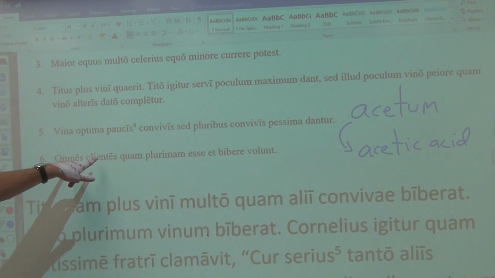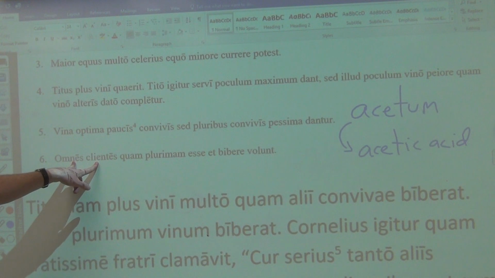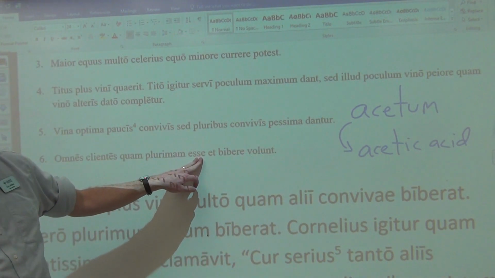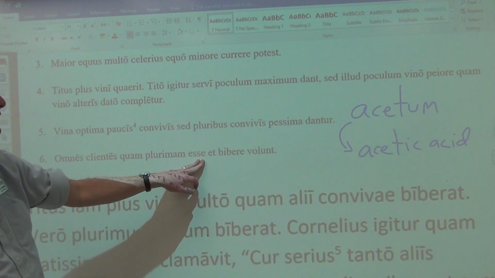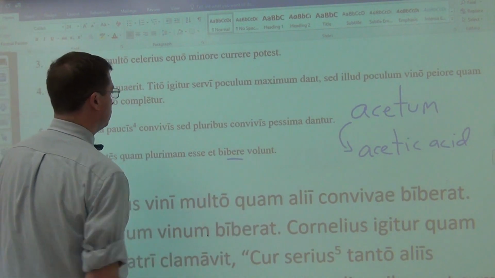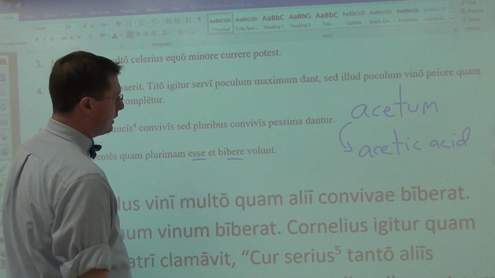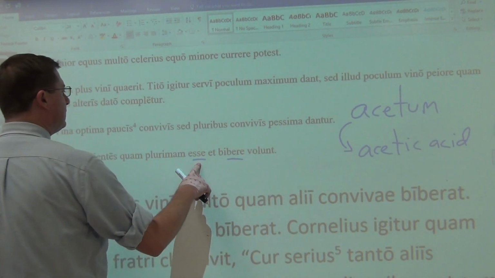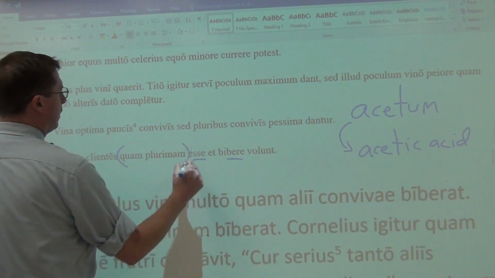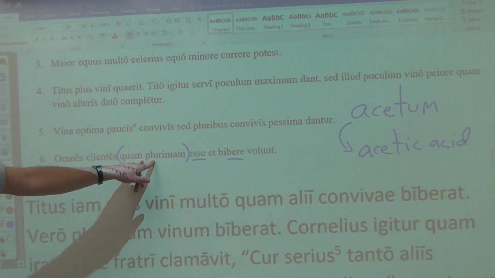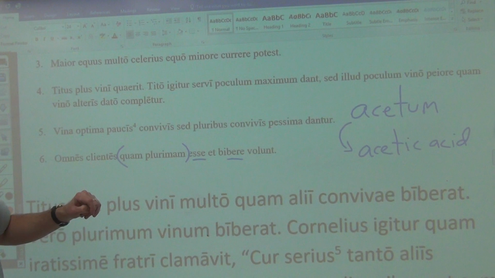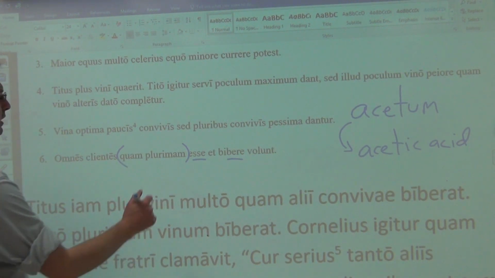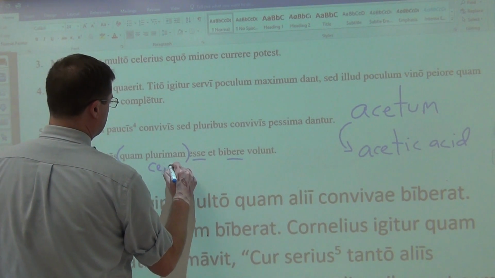Number 6, omnes clientes, all clients want. Now this esse could be from sum, esse, or it could be from edo, esse, which means to eat, but since we are talking about drinking, we're most likely eating as well. So all the clients want to eat and to drink quam plurimam, as much as possible. And it's implied cenam, as much dinner as possible. And so that's the thing that's kind of being implied, I think, there.